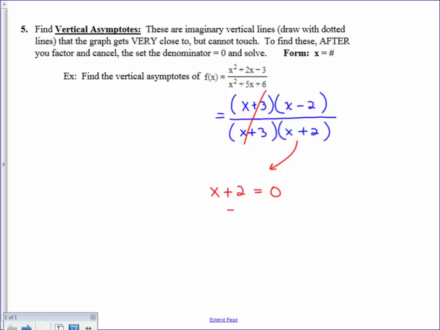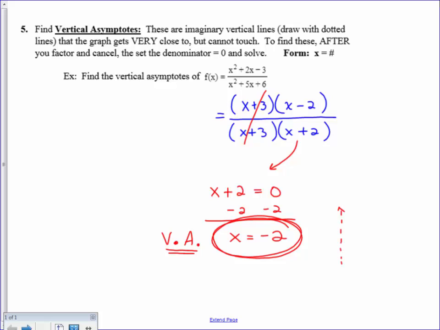solve. So I'd subtract the 2 over, and I would have x equals negative 2. This is the correct format for my answer, and usually I abbreviate vertical asymptote as VA. It will be a vertical dotted line specifically passing through x is equal to negative 2 on my graph.